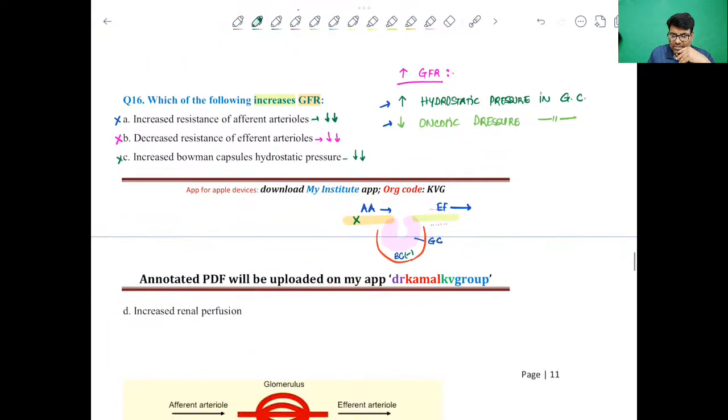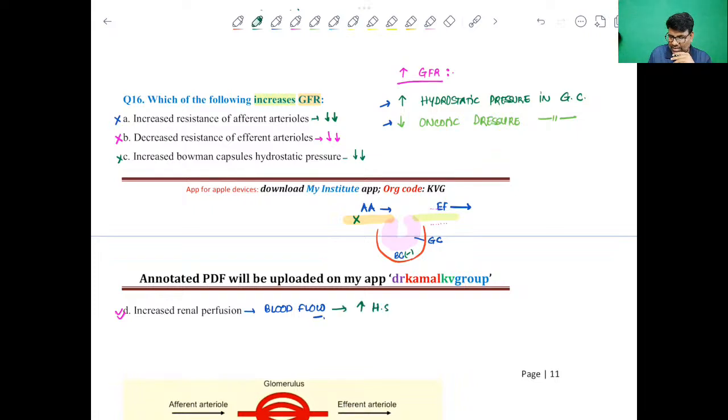So the right answer comes out to be option D, increased renal perfusion. Now, what do you mean by the word perfusion? Perfusion means blood flow. So obviously, if the blood flow is more, the hydrostatic pressure will be more, and as we discussed, if hydrostatic pressure is more, GFR will be more, right? So here the answer is option D. This is just a basic fact.